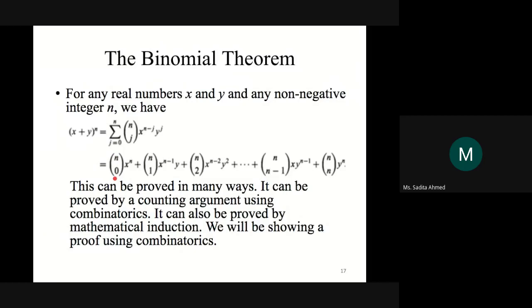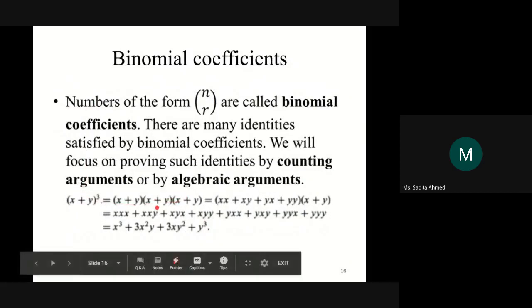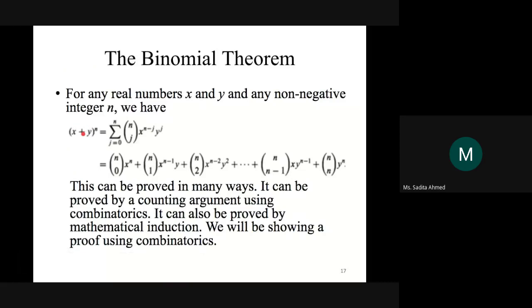Now, how many sum terms do we have in this entire product term? x plus y whole to the power of n. How many x plus y's will be there? Here, see x plus y whole cube. So we have 3 x plus y's. Yeah, that's correct. So we'll have n number of x plus y terms in the entire product term. That is n number of sum terms in this entire product term.